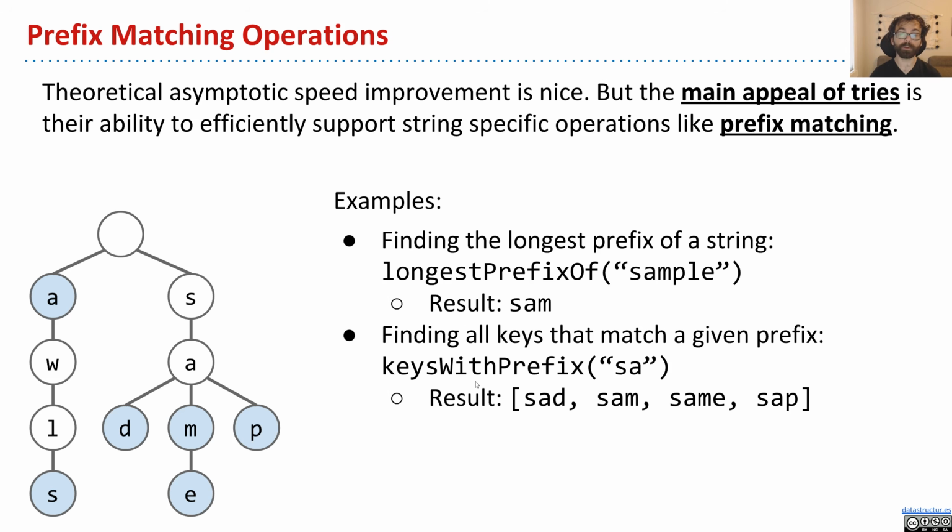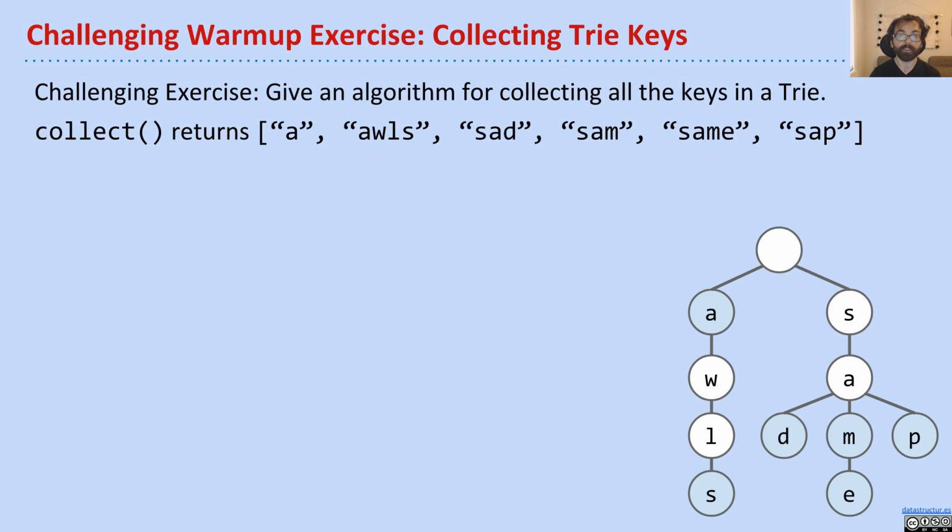Okay, so now that you understand what keys with prefix is, let's try and implement it. Let's see what makes a trie good at this. As a warm-up exercise, I would like you to try and write a method called collect. What it does is it gets all of the keys in a trie. So if I call it on this trie, I would get back A, alls, sad, sam, same, and sap. Now this is a pretty challenging warm-up exercise, very challenging, in fact, and a little ill-defined. So maybe give it some thought, but if you're not really sure what I'm even asking exactly, like what does it mean to solve this problem, I'll give you a hint in a moment and a firmer starting point.